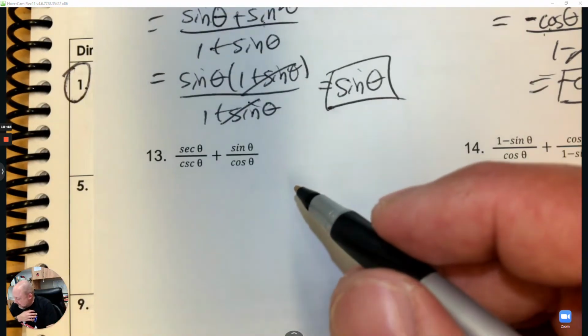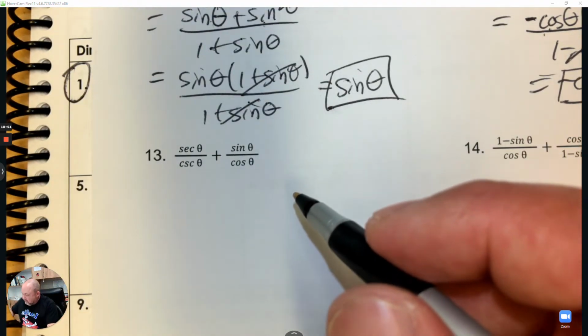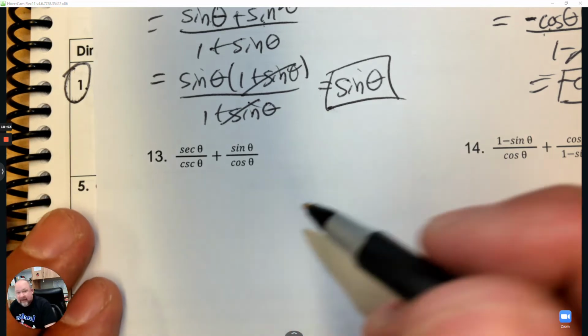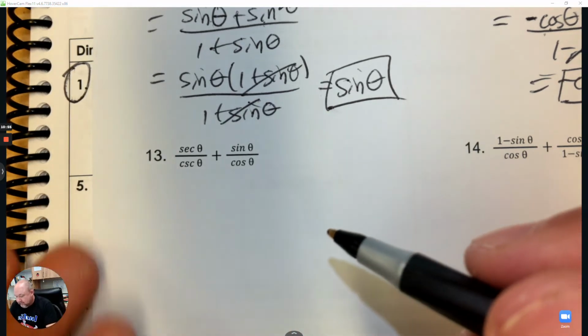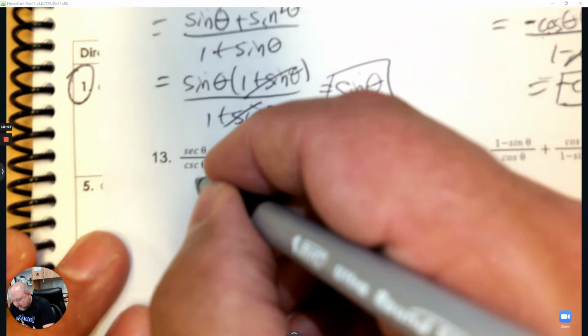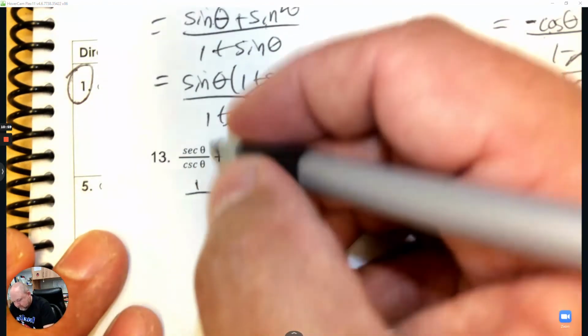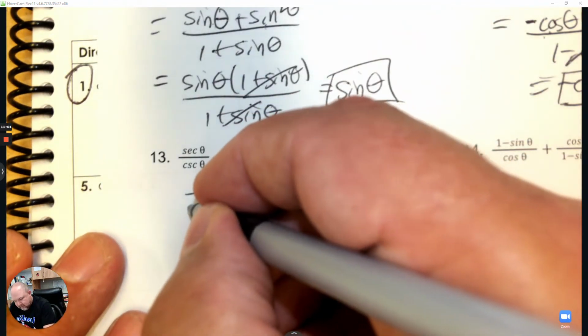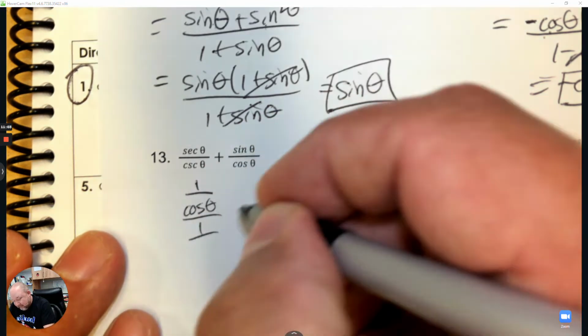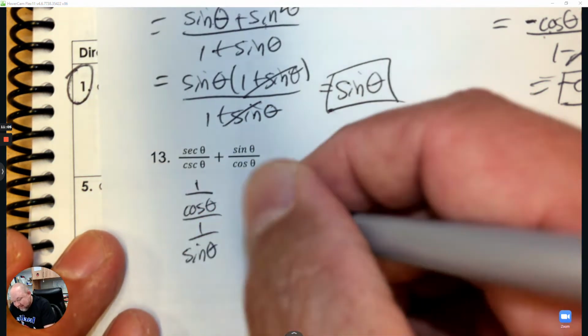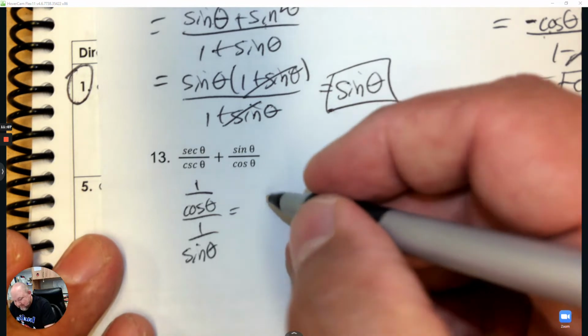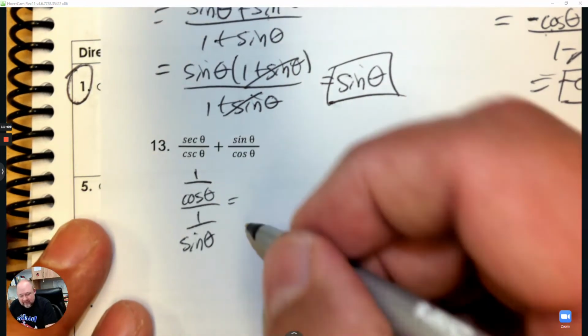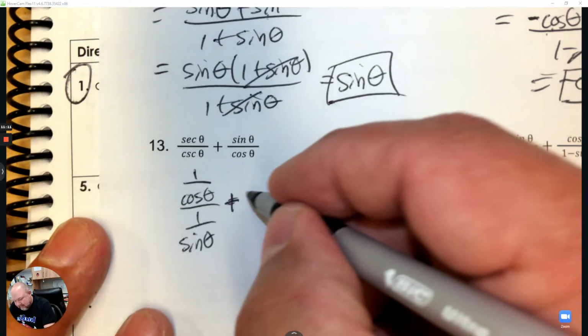I want to write this as one fraction. And not only that, I need things in terms of sine and cosine as well. So I see secant. That's 1 over cosine. Cosecant, 1 over sine. And sine over cosine, well, let me just let that go for now.